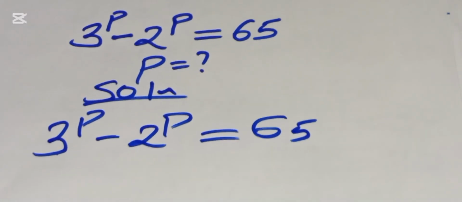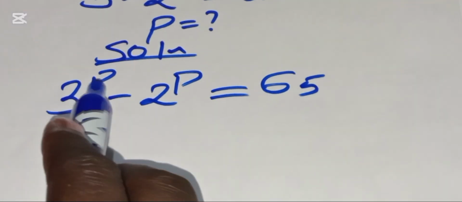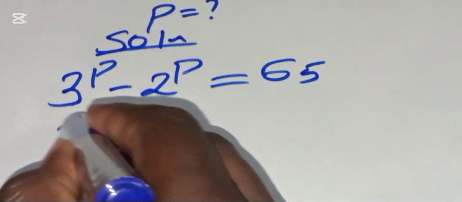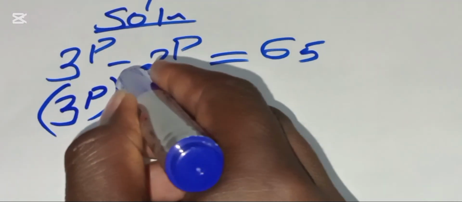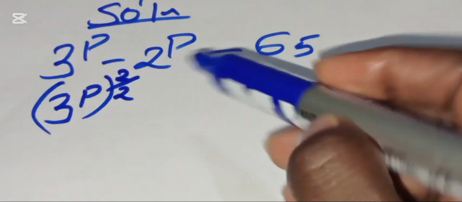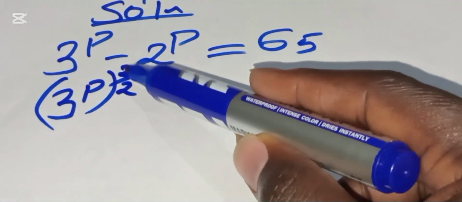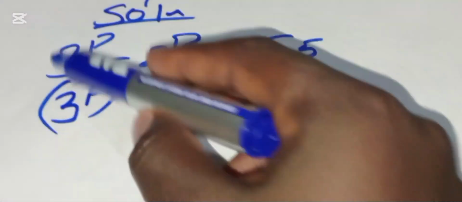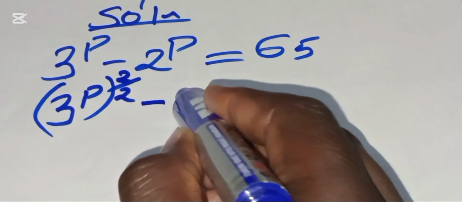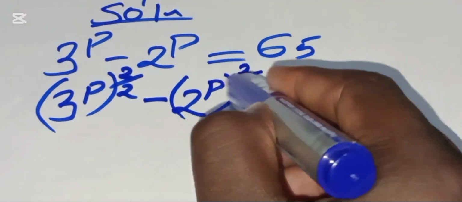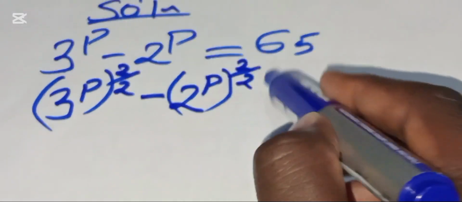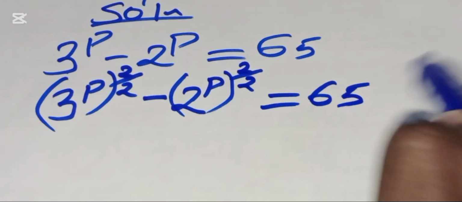Now from this we can express 3 raised to power p as 3 raised to power p times 2 divided by 2, which is the same thing as 1 times p, the same thing as 3^p. Now subtract 2 raised to power p, and multiply this with 2 over 2, the same case as we have done here. This is equal to 65.